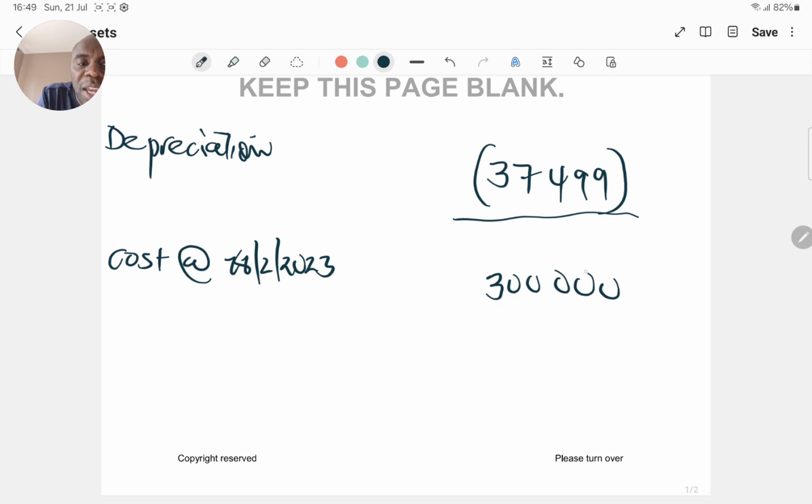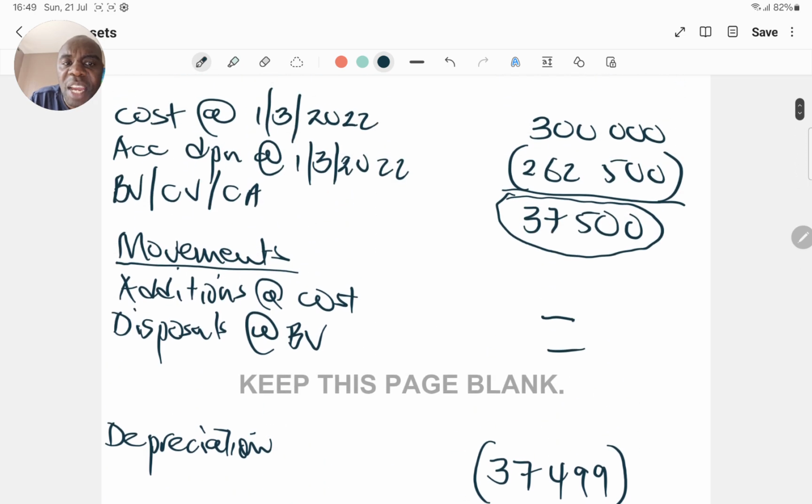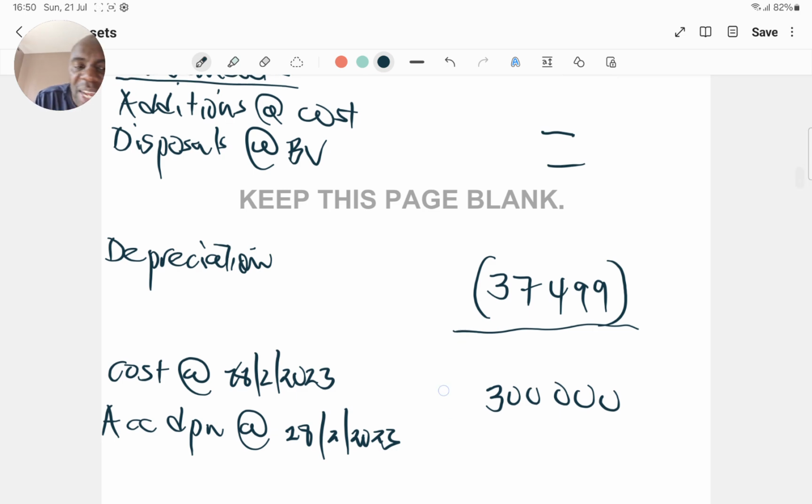Okay. What is the accumulated depreciation at the end of the year? The accumulated depreciation at the end of the year will become 262,500, what we had at the beginning of the year, plus the 37,499. It gives us 299,999.